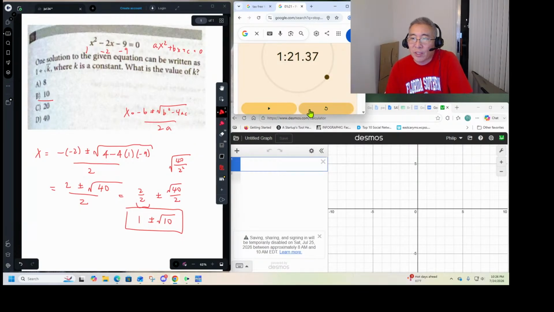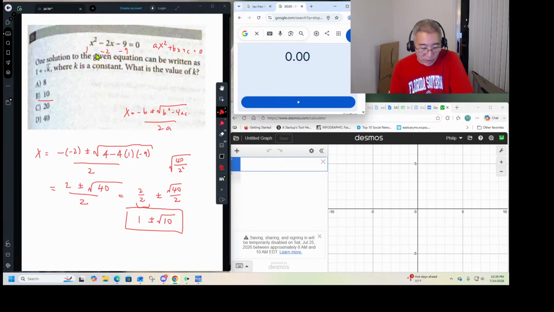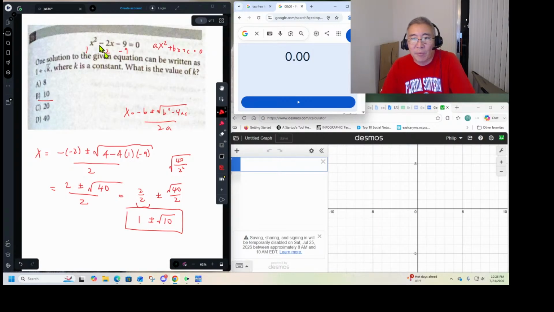Now I'm going to show you how to do it in Desmos. Let's say you see this problem and you don't realize it's a quadratic. You don't realize you're supposed to use the quadratic formula. In that case, you're just going to type this into Desmos, right? You might type this in as a function, y equals x squared minus 2x minus 9, and find the x-intercepts, or maybe you'll just type it in like that.